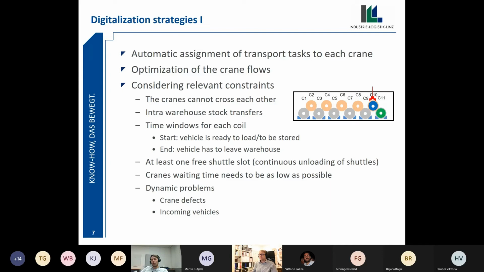We also get many dynamic problems. So we have some crane defects, we have incoming vehicles, we have incoming coils from the shuttles, we have incoming coils from other warehouses. So we have these challenges that we are very dynamic and have to handle lots of problems within a few hours or minutes.